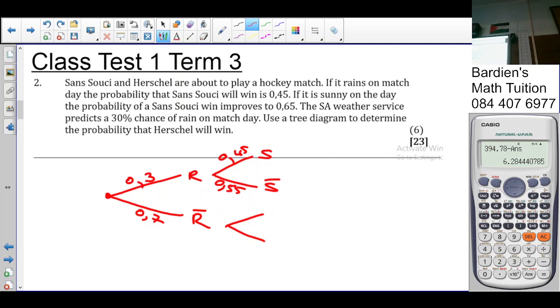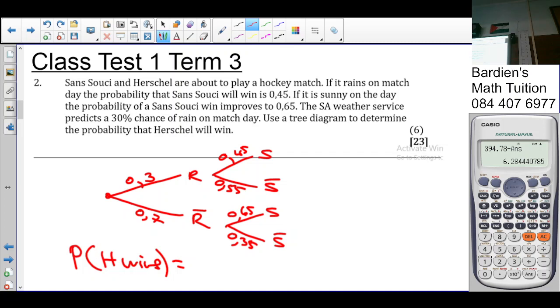Then, if it is sunny, which means not raining, on the day, the probability of Son Susie winning improves to 0.65. So Son Susie winning and not winning. So it improves to 0.65. So the probability that they will not win is 0.35. So the probability that Herschel wins would be the same as the probability of Son Susie losing.